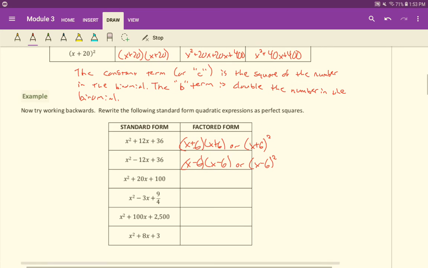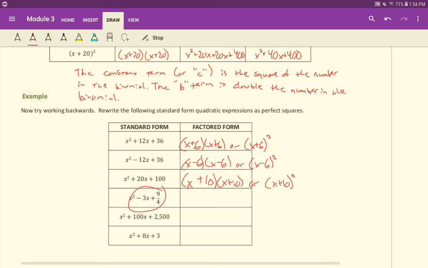Okay, what about this one? Well, what squared gives you 100? 10, right? And then double that gives you 20, so yep, it's x plus 10 times x plus 10. Again, or we could just write x plus 10 squared.